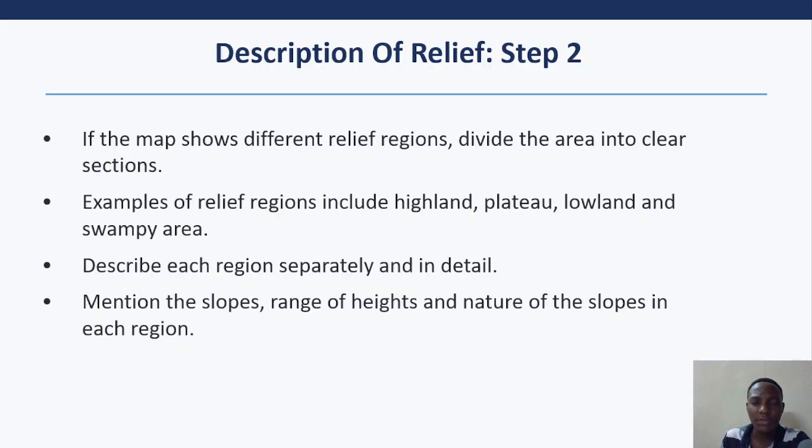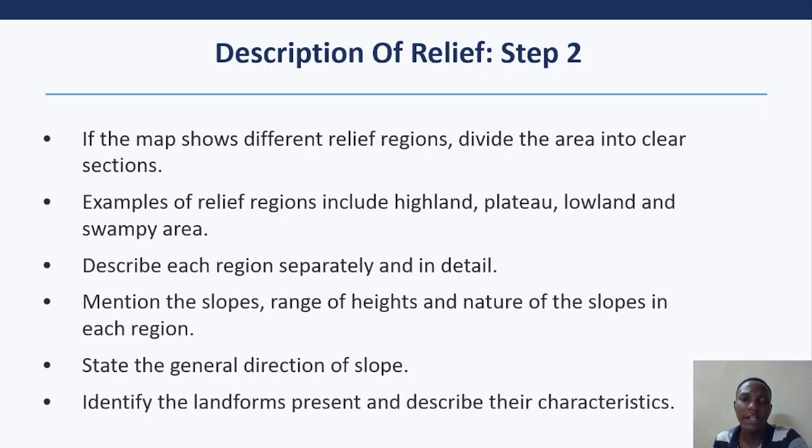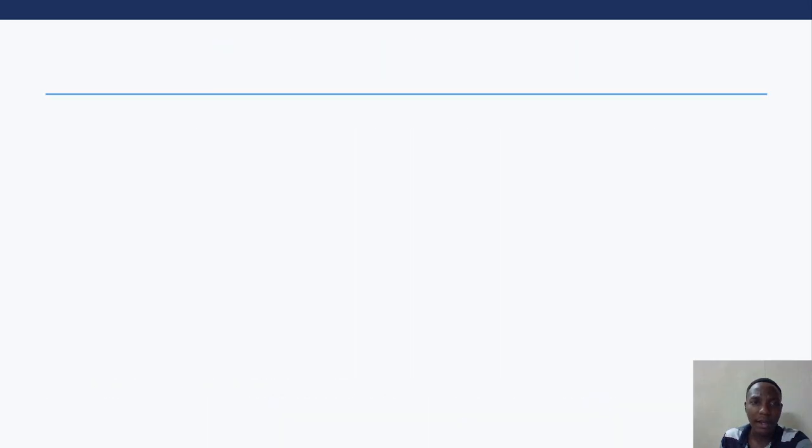Then mention the slopes, the range of the heights, and the nature of the slopes in each region. Then state the general direction of the slope, whether it's going up or down. In that way, you can identify the kind of slope you have, identify the landforms present, and describe their characteristics. That's how you can describe the relief by taking those points in the second step.